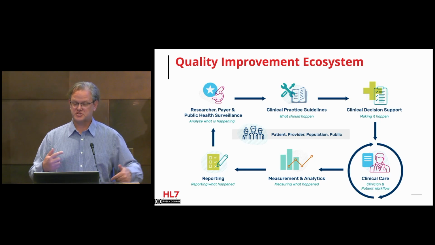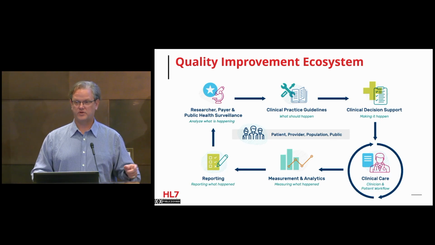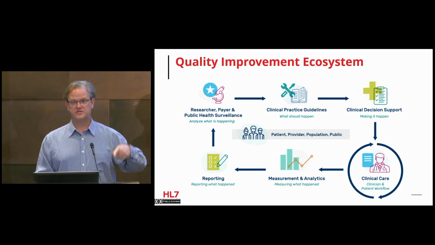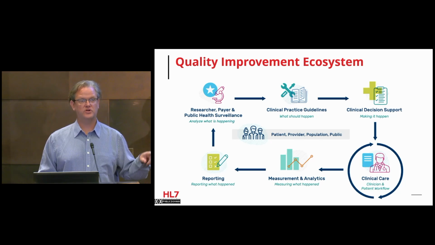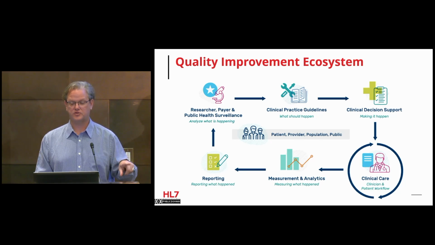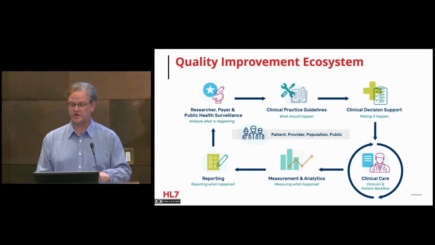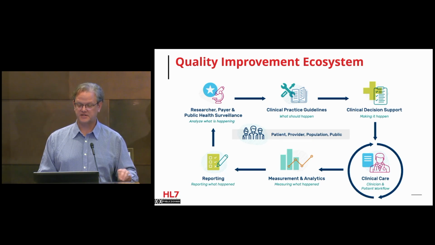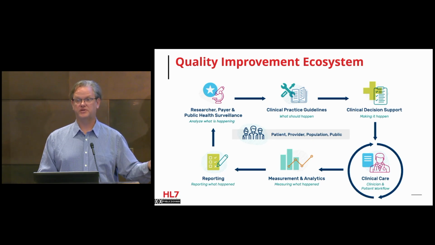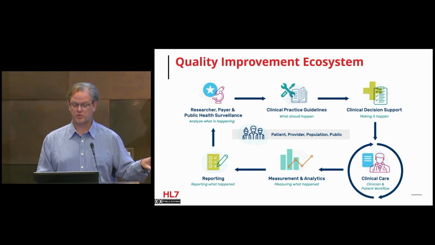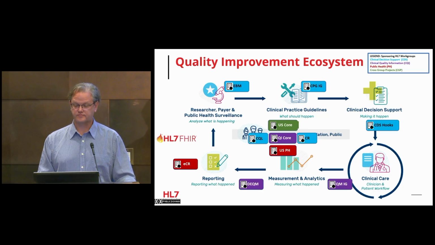So this is the slide that I usually start with. We've talked about decision support, we've talked about quality measurement. This is a representation of the quality improvement ecosystem, where data is coming in through research, synthesized into clinical practice guidelines for best practices, operationalized through clinical decision support at the point of care, and then we use measurement and analytics to determine what happened, and public health reporting and quality reporting to agencies that care about that. Ideally, this forms a learning health system, a virtuous cycle, continuous quality improvement.